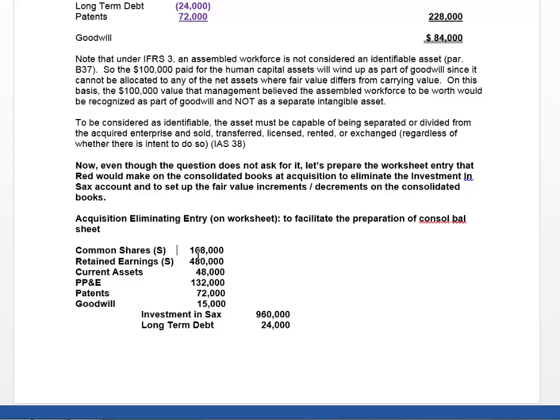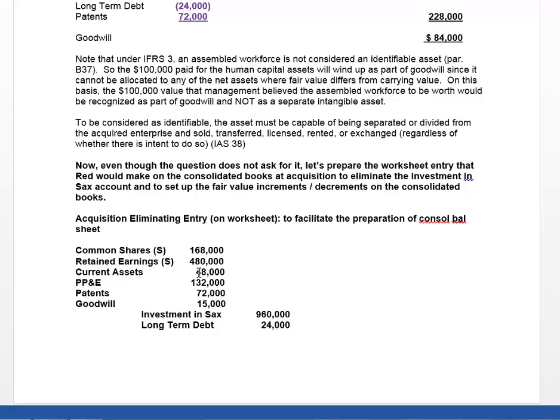We are interested in only the common shares and retained earnings of Red, because we're preparing the consolidated statements for those shareholders, those of Red. So we would eliminate them from the consolidated statements only, but not from Saks's. So this is done to facilitate the preparation of the consolidated balance sheet. So we eliminate those two guys, right?